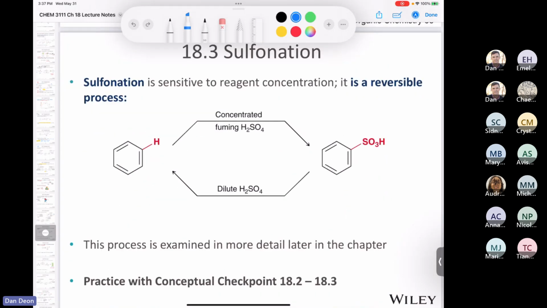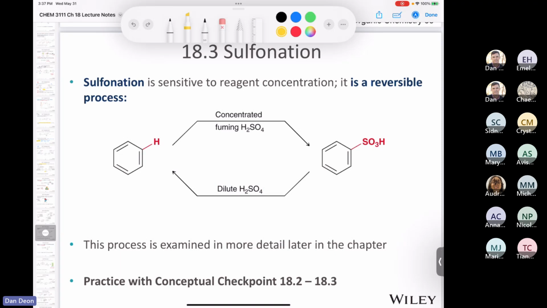Sulfonation is sensitive to reagent concentration. And so if you take the benzene molecule and you treat it with concentrated fuming sulfuric acid, you make the sulfonic acid, but you can knock the sulfonic acid off by just treating it with a little bit of dilute sulfuric acid. And if you're wondering why that would be, there's a very good answer to that question, and it's actually covered in the textbook.